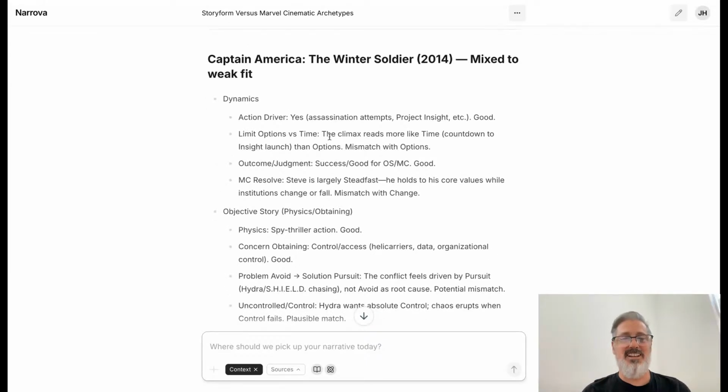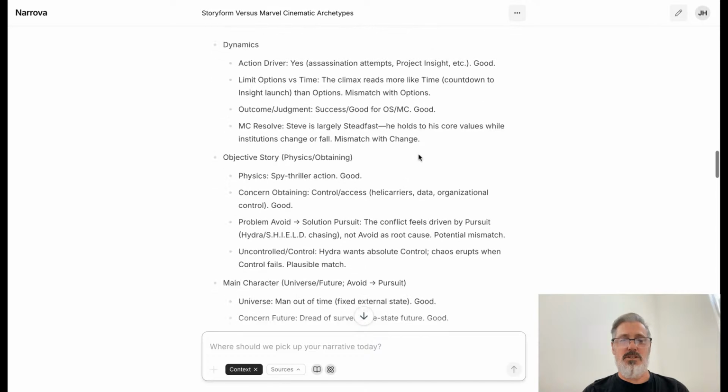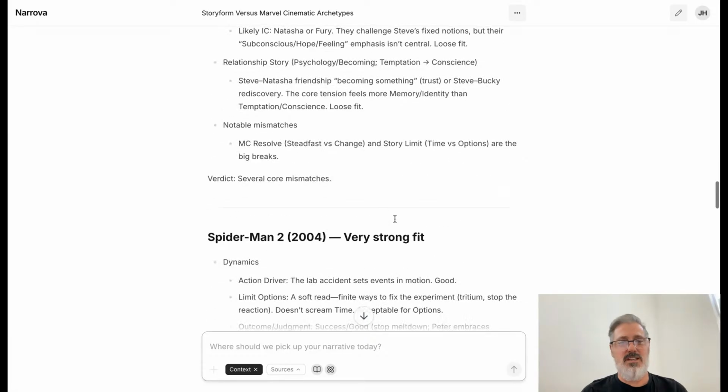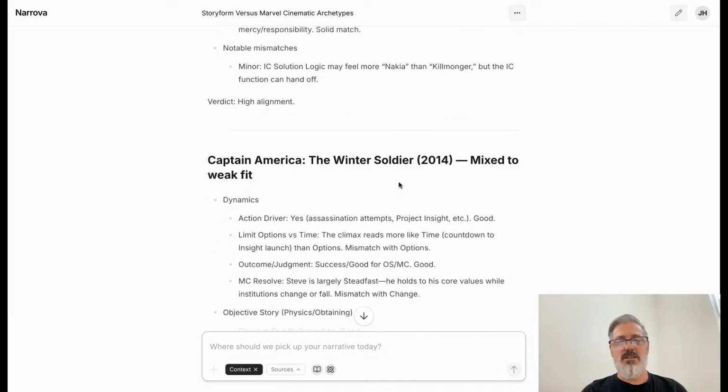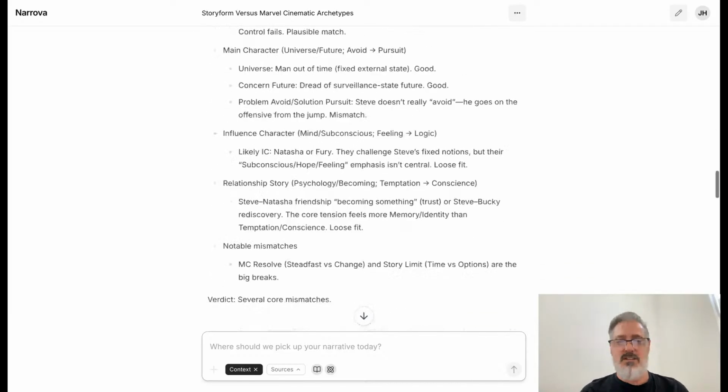Then it went and did Captain America: Winter Soldier, mixed to weak fit, which was phenomenal. The climax reads more like time, countdown to the insight launch, than options. And it's identifying all the options. This one is super cool. Main character resolve. Steve is largely steadfast because it's Steve. He's always steadfast. He holds to his core values while institutions change or fall. That's a huge difference, right? Out of the 32,000, that main character resolve, change or steadfast, makes a huge difference in the story. So it goes through, identifies all these things, and it's like, you know what? Several core mismatches. It's a mix to a weak fit. So I don't think that's going to work.